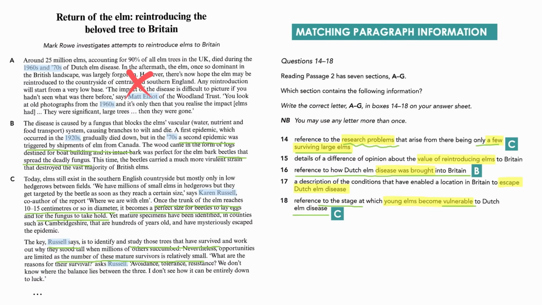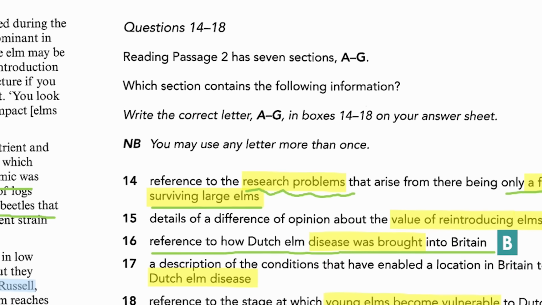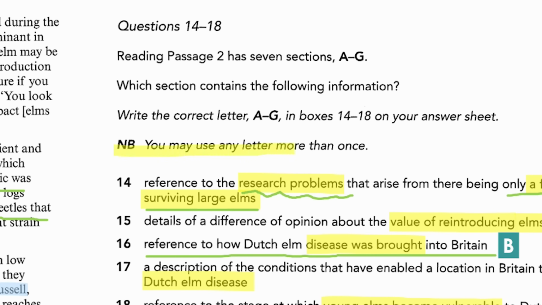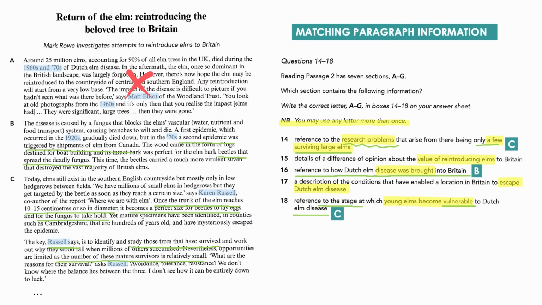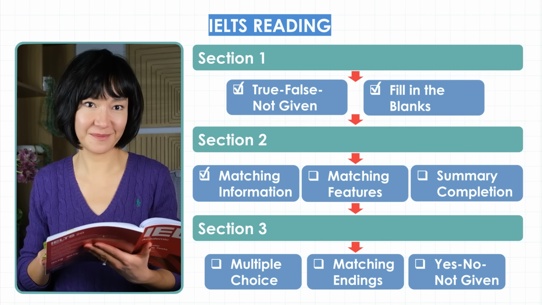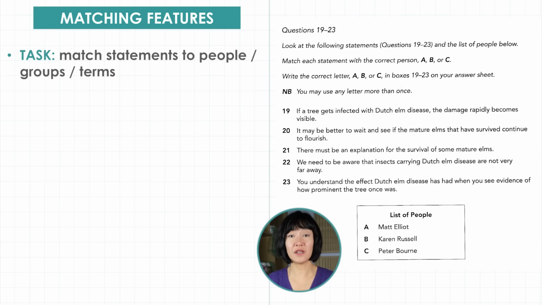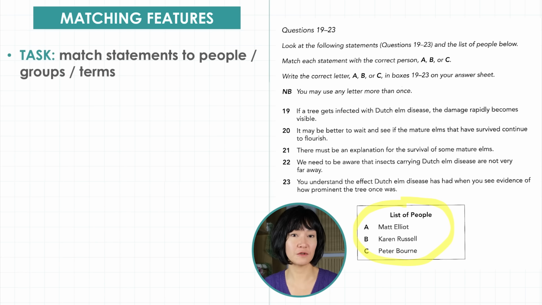And as you remember, we have this note in our question. You may use any letter more than once, and when we have it, you will use one of the letters twice, usually. So we've already done that. If you got it correctly, really well done. Let's have a look at the next task, matching features. So that's where you usually have a list of options in a box. Often researchers' names, years, places, we have a list of people. And then a set of statements on top of it, questions 19 to 23.